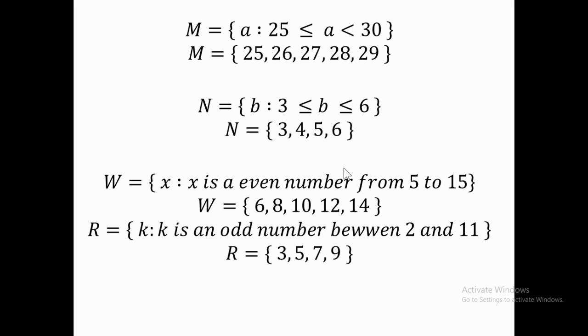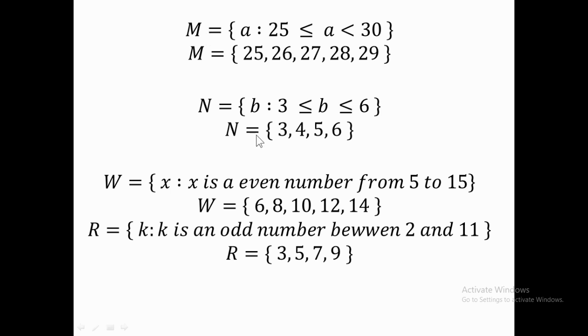If you look at another set we have in here, set M, having A elements in it, such that 25 is less than or equal to A. That means A is greater than or equal to 25. In this case, 25 is part of the elements in set M. So I have 25, 26, 27, 28, 29. But those elements are less than 30, so 30 is not part of it. The highest number there is 29. That means I have from 25 to 29 as the elements in set M.